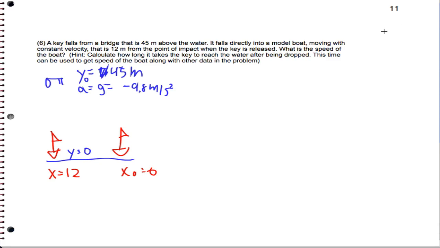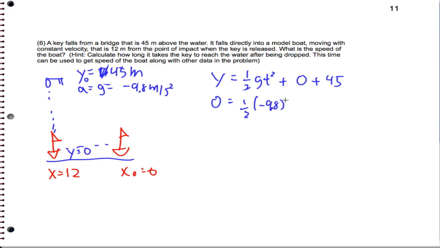Now we want to know what's going on with the speed of the boat. Here's what we're saying: the time it takes the key to fall is the same time it takes the boat to catch the key. So let's do the key equation. y equals 1/2 g t squared plus 0 plus 45. And to be clear, at the end it would be 0 equals 1/2 times negative 9.8 times t squared plus 45.